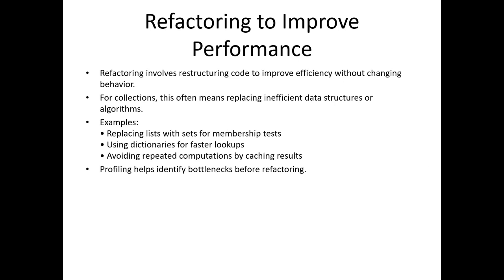Refactoring to improve performance. Refactoring is about improving code structure and efficiency without changing its behavior. When working with collections, this often means choosing better data structures or reducing algorithm complexity. For example, using sets instead of lists for frequent membership tests in lookups. Set lookups are, on average, faster. Other techniques include replacing nested loops with dictionary or set lookups, and caching expensive computations.